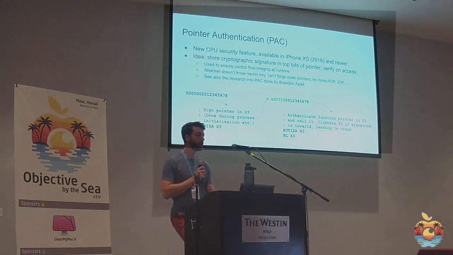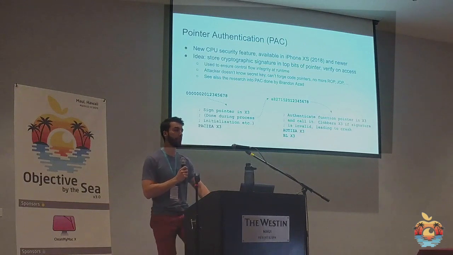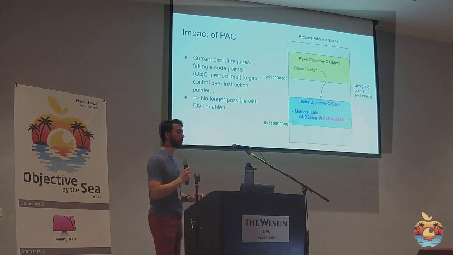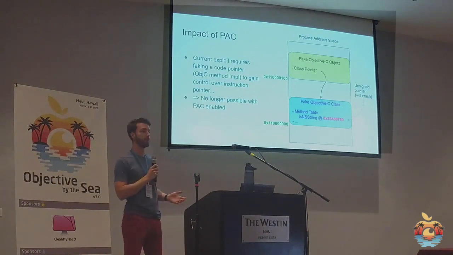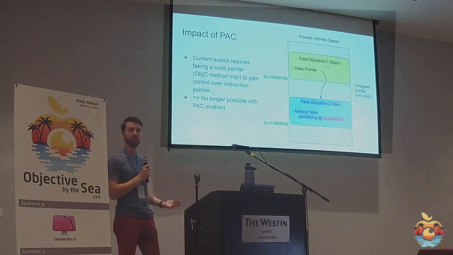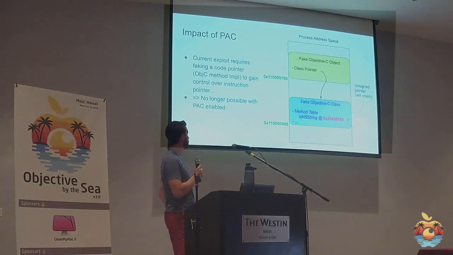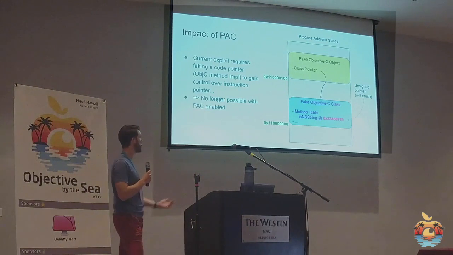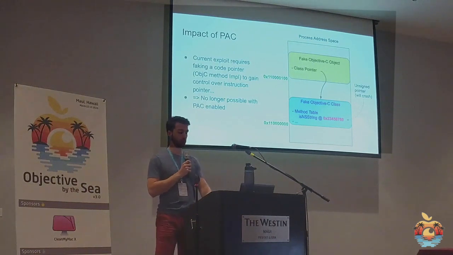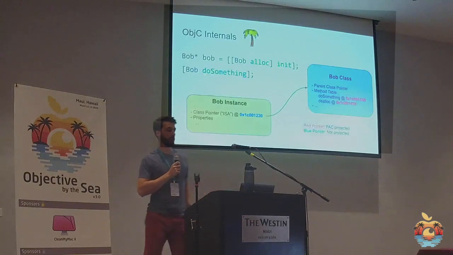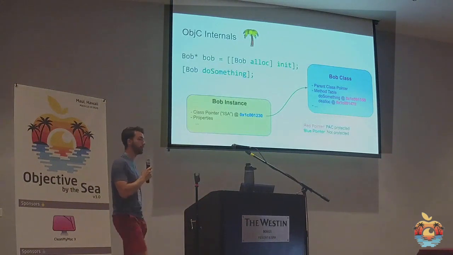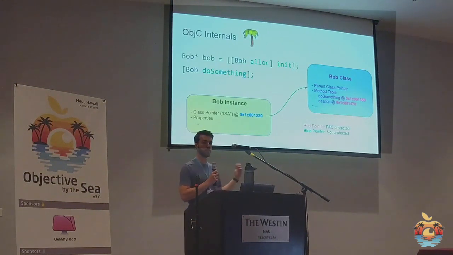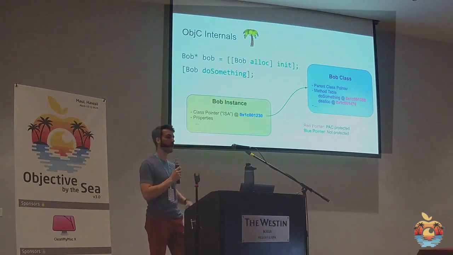Anyway, what we need to know now is that we're going to assume we can't fake any of these code pointers because we don't have the key. And so our current exploit approach doesn't work, right? It involves faking a code pointer, and faking these classes which have code pointers. So that doesn't work because we can't fake these pointers. So let's go back to Objective-C internals. This is the same slide I showed at the beginning, right? The instance pointing to the class.